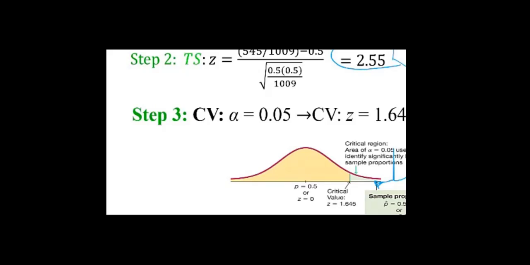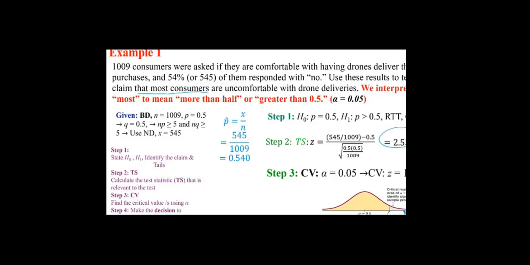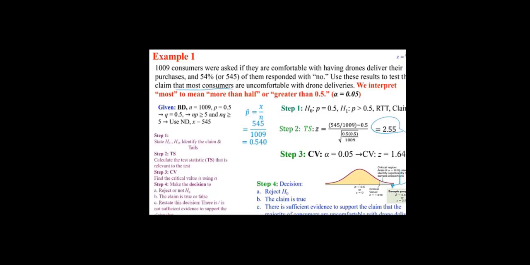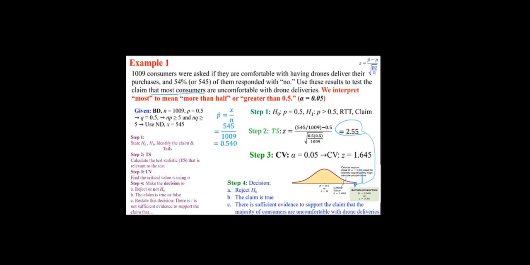So what is your decision? You are going to reject H0. When you reject H0, then you can do the rest of the writing. If the H0 is out, then H1 is in, the claim is in. So reject H0, the claim is true, and there is sufficient evidence to support the claim that the majority of consumers are uncomfortable with drone deliveries. So that was the method known as traditional method or the critical value method. They call this the traditional method or the CV, critical value.